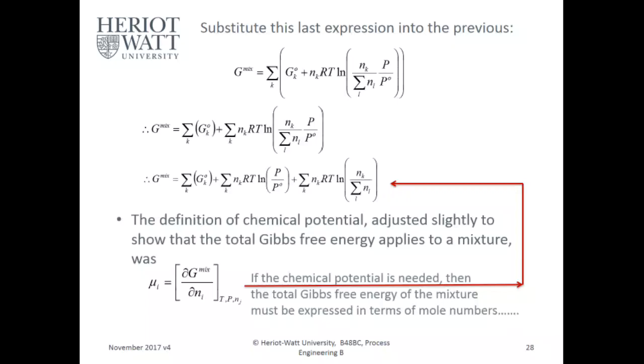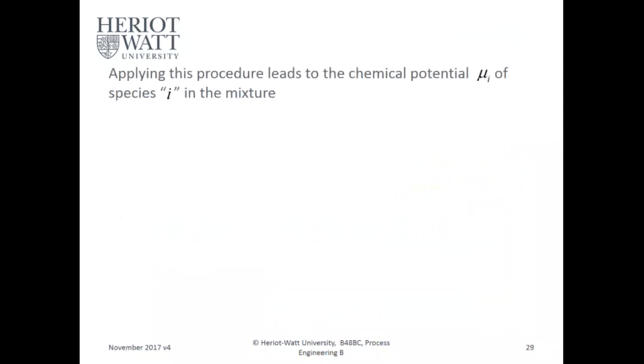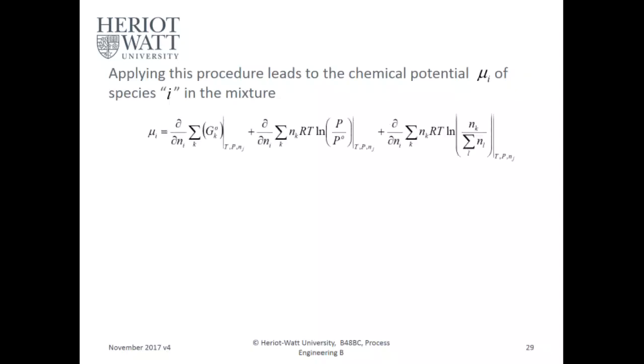So the number of moles, the change in moles. And this must then be partially differentiated with respect to Ni keeping temperature and pressure and Nj constant. So if you're referring to that specific species, Ni being your first species, Nj your second species. Applying this procedure leads to the chemical potential Ui of the species I in the mixture. So mu I is the infinitesimal change over infinitesimal change in Ni, basically doing a derivative.